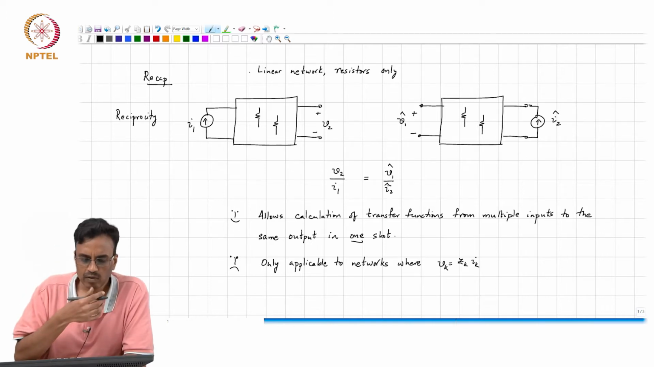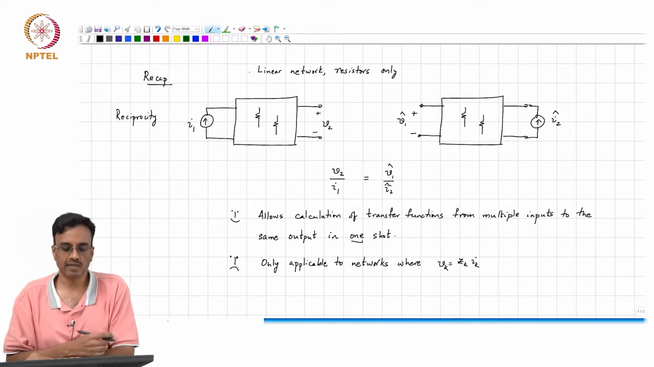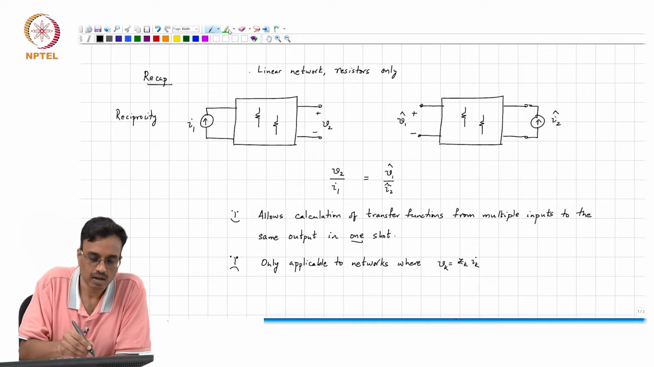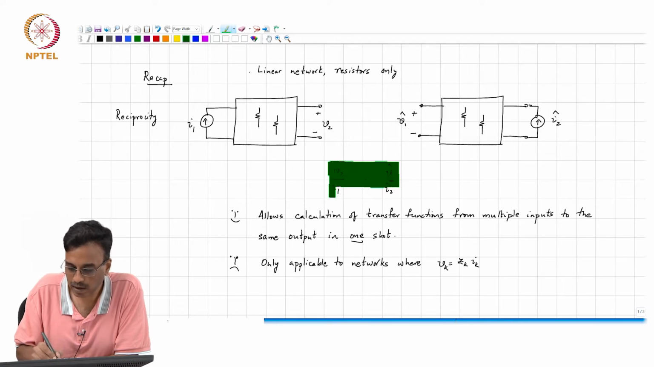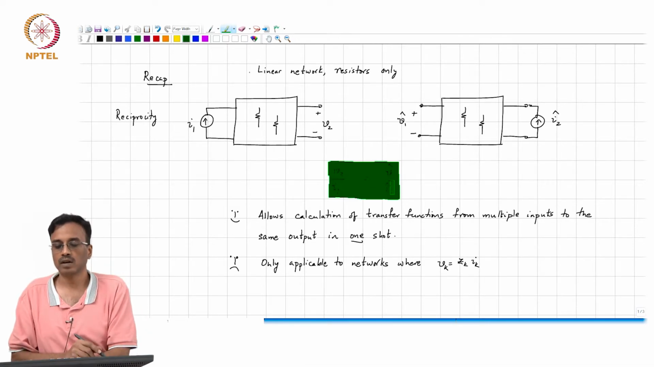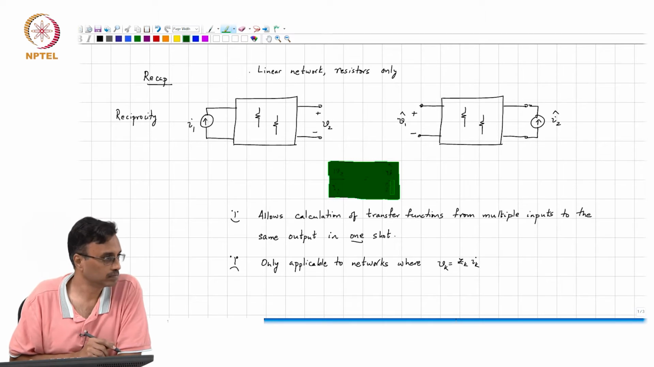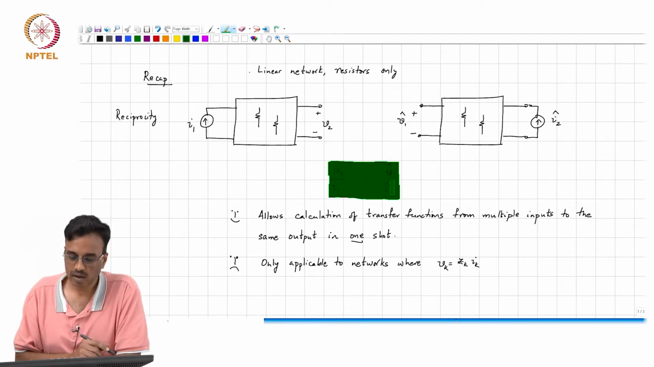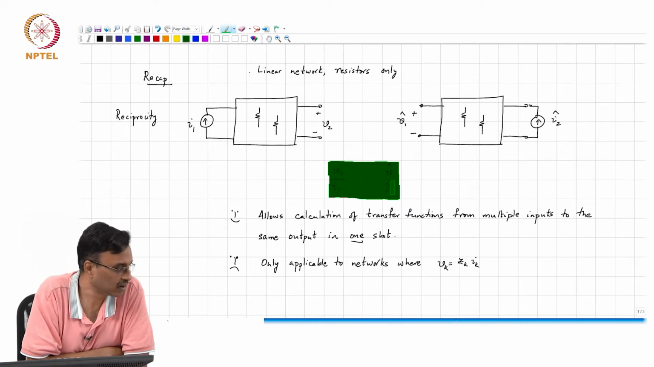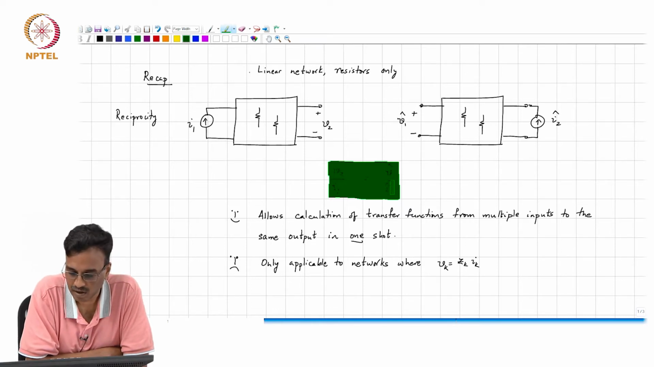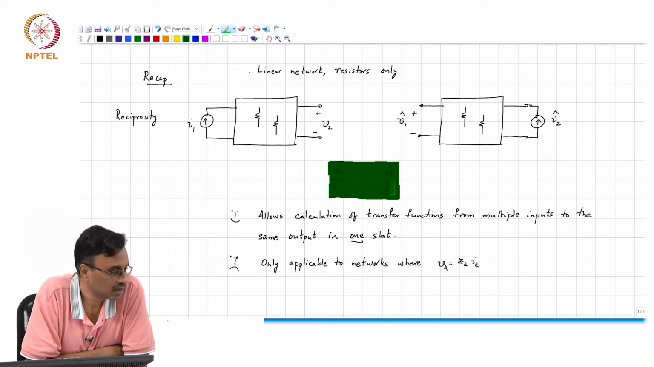And we saw last time that you can use Tellegen's theorem to show that V2 by I1 is the same as V1 hat by I2 hat in the network on the right. Now, apart from the mathematical curiosity of this and its elegance, it has a very practical application, and that application is the following.